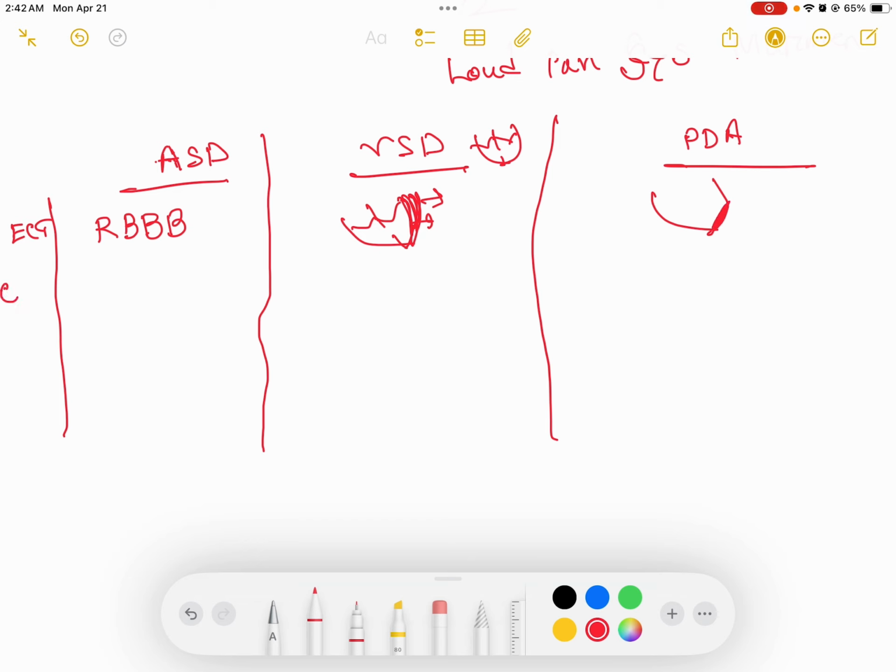Chest X-ray. In atrial septal defect we get cardiomegaly, enlargement of the heart. Ventricular septal defect: enlargement of the main pulmonary artery, then left atrium, left ventricle with increased pulmonary vascular markings. Normal in patent ductus arteriosus.